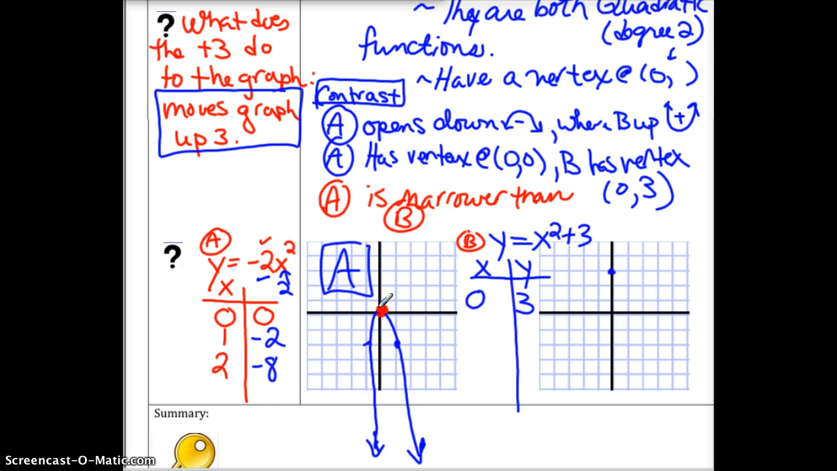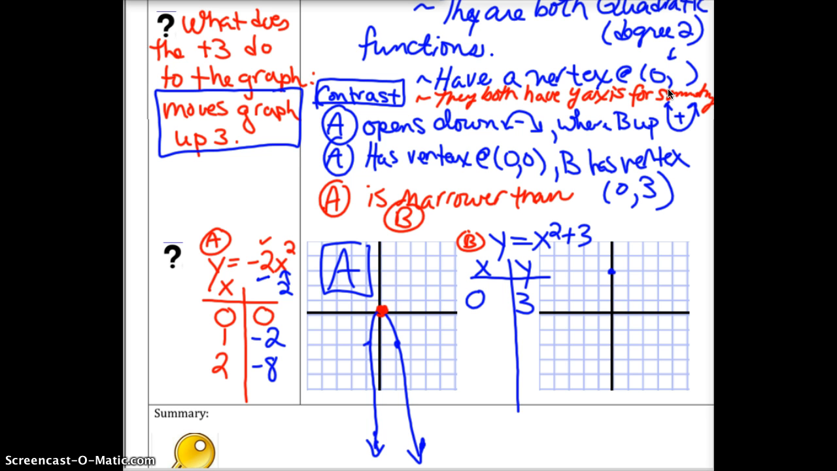Oh, there's another thing that was similar. Let's put this. They both have the y-axis for their axis of symmetry. I'm just going to put "symmetry" because I don't have room in here.